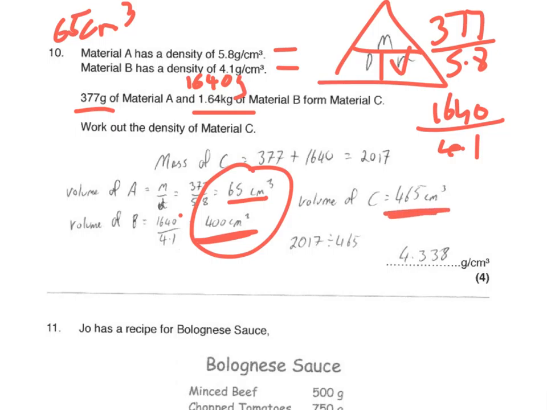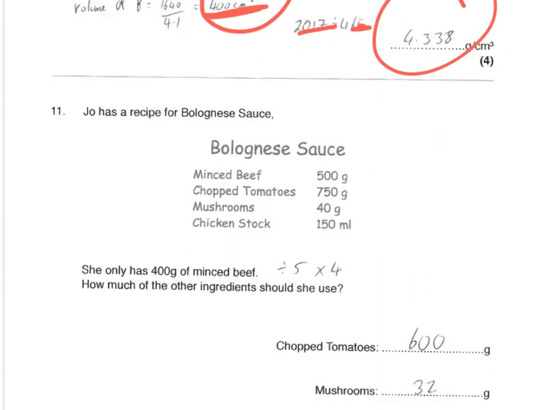Now what we need to do, we need to work out what the total mass of both of the materials is going to be. So here we go, we've got our volume, we've got a total mass, which is 377, add 1640 grams, that gives us 2017. We're going to divide 2017 by the volume. Look at this, mass divided by volume will give us the overall density, and it's there. This is another great question here in a different format.